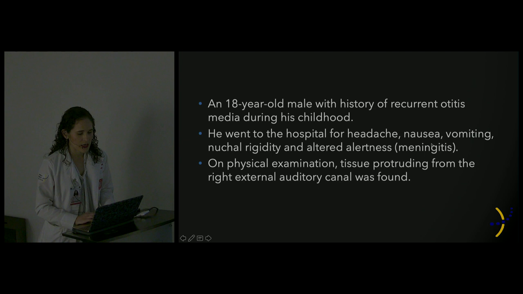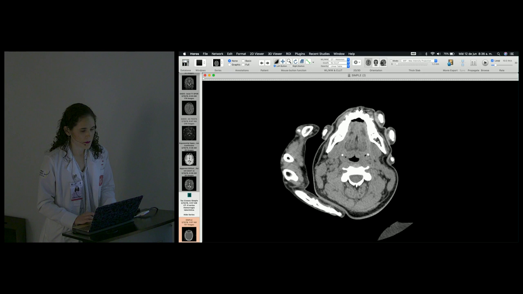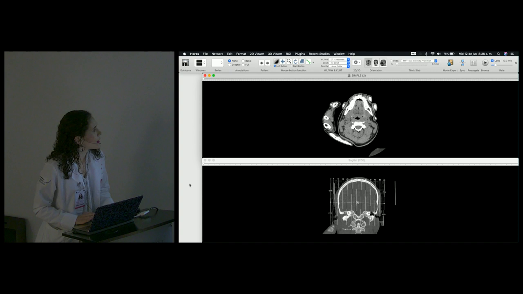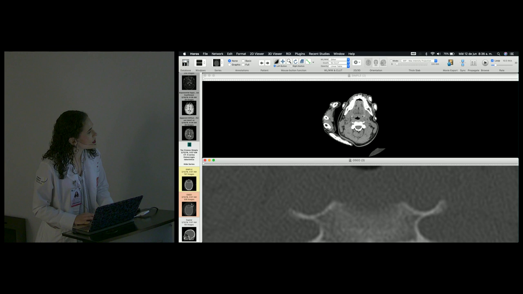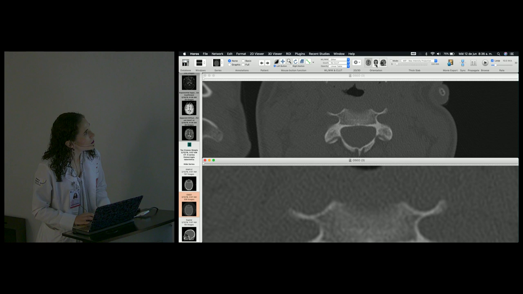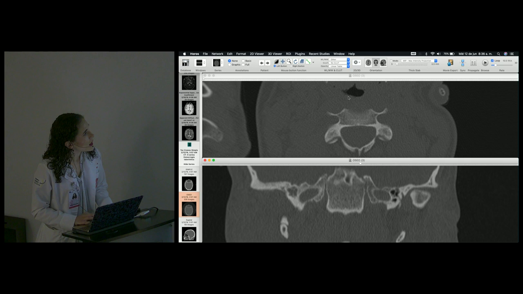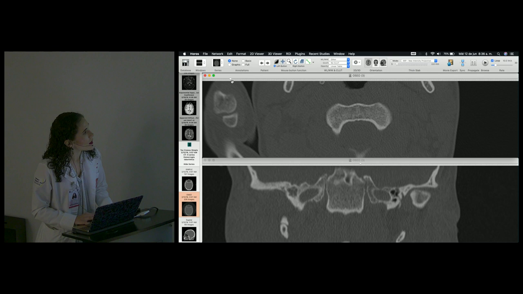So we have an unenhanced brain CT. I'm going to show you the bone CT because the brain was normal. I want to show you the ears of the patient.